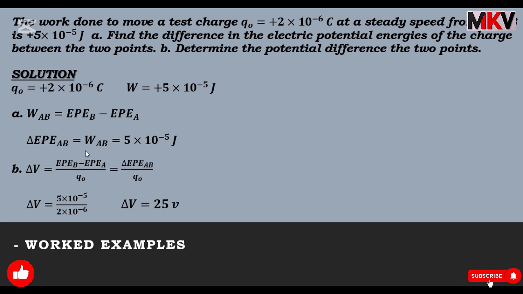Now we know the work done to be equal to electric potential energy at point B minus the electric potential energy at point A. Therefore, we do our substitutions, and we're having 5 times 10 to the power minus 5 all over 2 times 10 to the power minus 6. So the numerator is the work done or the difference in the electric potential energies, and the denominator is the charge. So after computing, we are having the difference in potential to be equal to 25 volts.